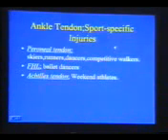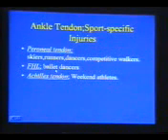Coming to the ankle. Ankle tendon sport-specific injuries include the peroneal tendon, which we can see in runners, dancers, and competitive walkers. For the flexor hallucis longus, we can see it in ballet dancers. For the Achilles tendon, weekend athletes.